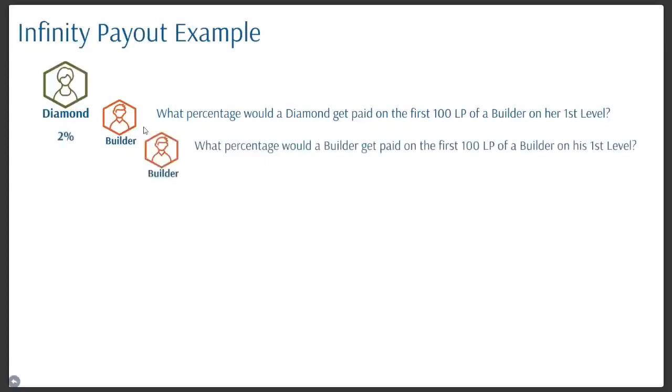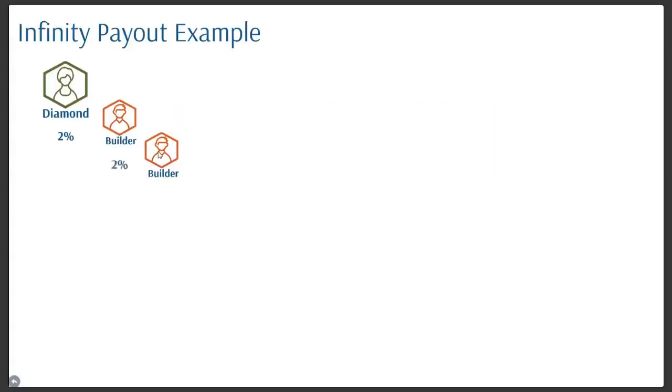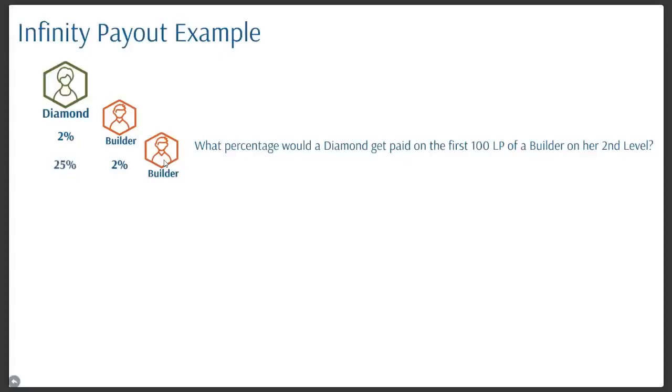Great. So then what percentage would this builder get paid on the first 100 LP of a builder on their very first level? If you said 2%, again, you're right. And then again, what percentage would this diamond get paid on the first 100 LP of a builder on his or her second level? If you said 25%, congratulations, that means you were paying attention earlier when we were talking about the percentages and what order they pay out in.